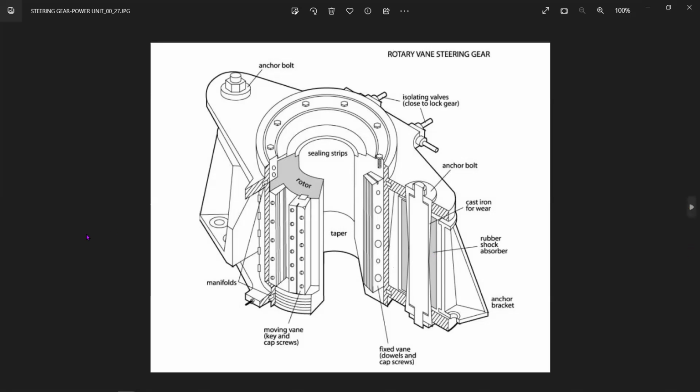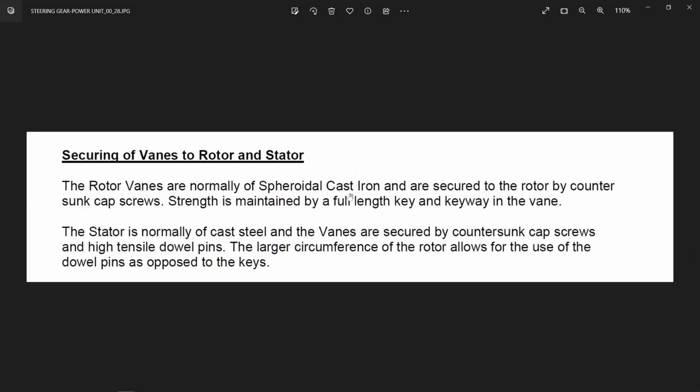You read about this. The rotor vanes are normally of spheroidal cast iron, secured to the rotor by countersunk cap screws, and maintained by a full length key and keyway to the vane. The stator is normally cast, with keys, and vanes are secured by countersunk cap screws and by high tensile dowel pins. The large circumference of the rotor allows for the use of dowel pins as opposed to keys. You can put keys, dowel pins in the rotor.